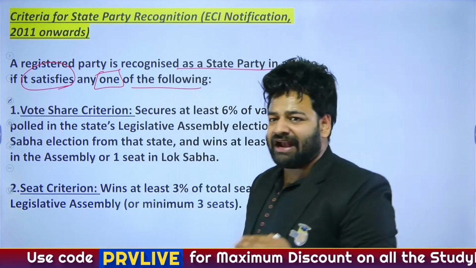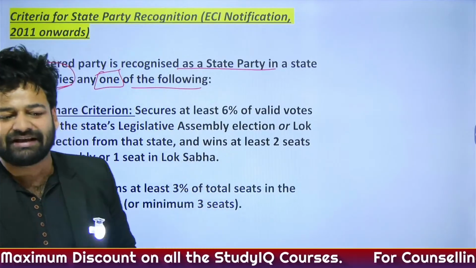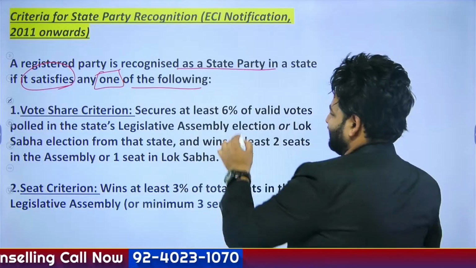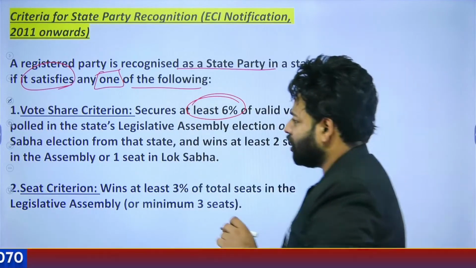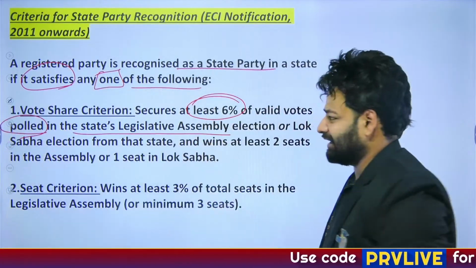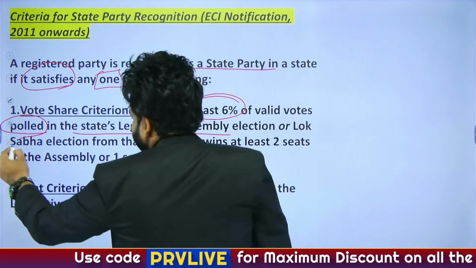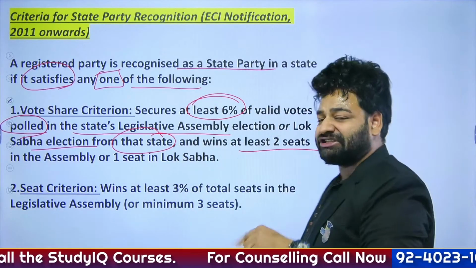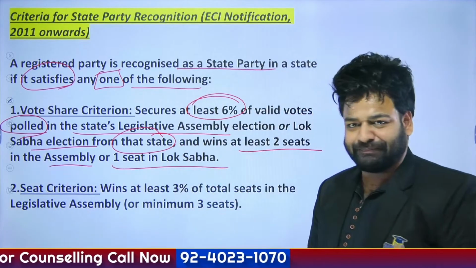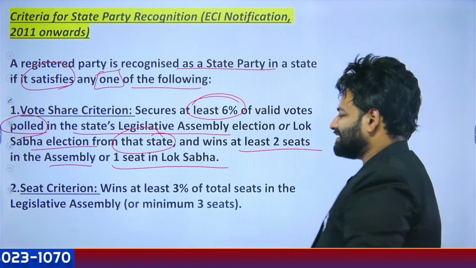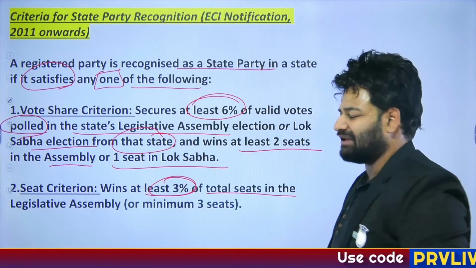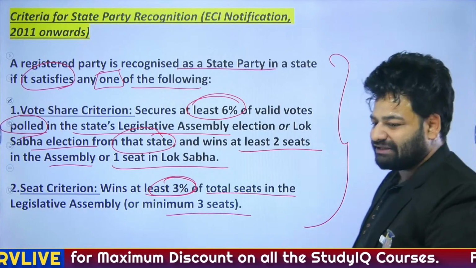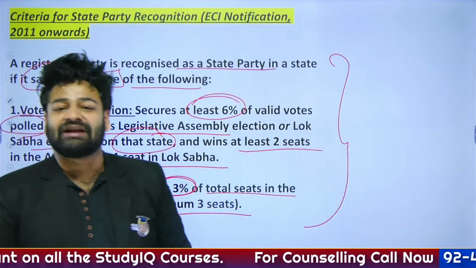Remember, there are two conditions, and a party that needs to be recognized as a state party needs to qualify either of these two criteria. The first criteria: secure at least 6% of valid votes polled in the state assembly elections or in the Lok Sabha elections from that state, and win at least 2 seats in the assembly or 1 seat in the Lok Sabha. Second criteria: wins at least 3% of the total seats in the Legislative Assembly, or a minimum of 3 seats.